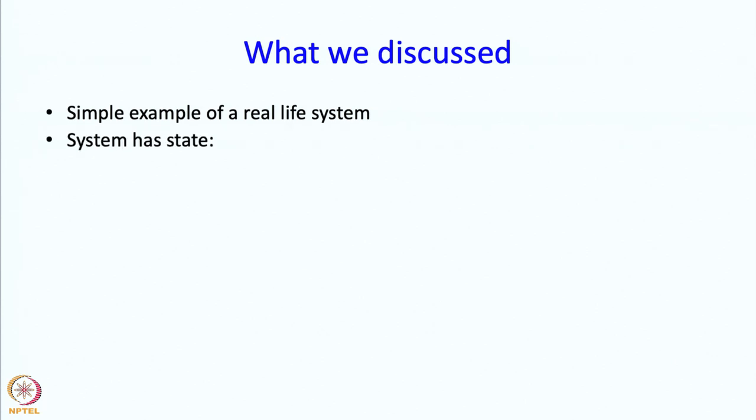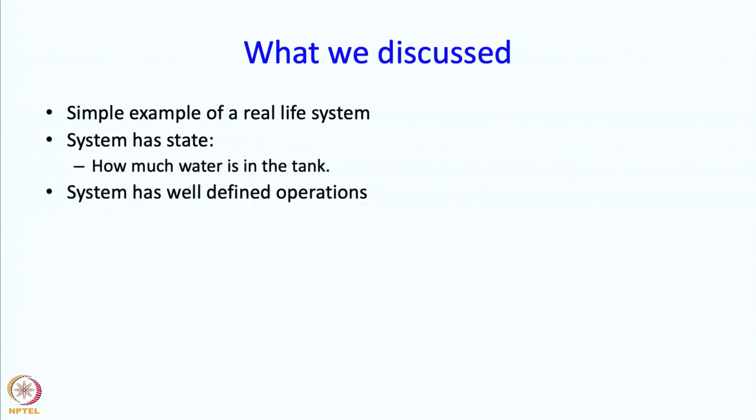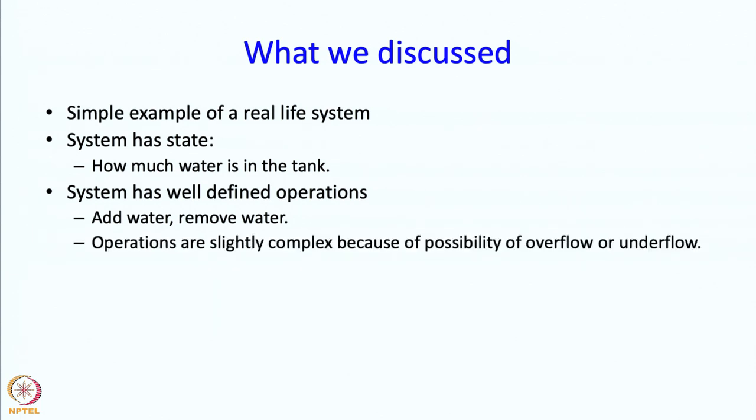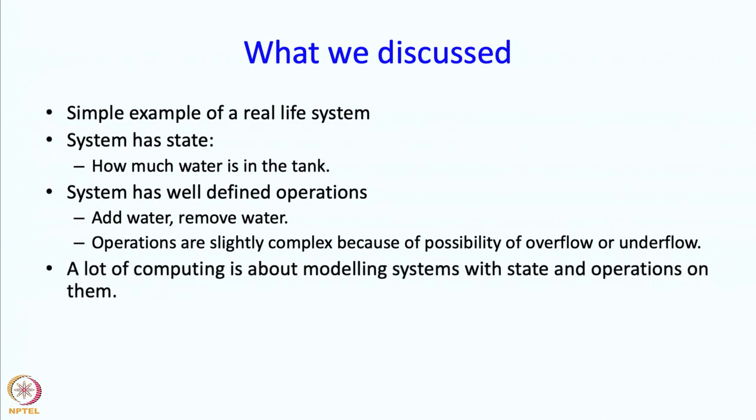Okay. This system does have state, how much water is in the tank, and the system has well defined operations, add water or remove water. And the operations are slightly complex because of the possibility of overflow and underflow. Okay. So, I want to point out that this may seem like a trivial system, and in a sense it is, but it is an example of a system which has a state and which has operations allowed. Okay. So, you will see systems which are just more complicated versions of this.